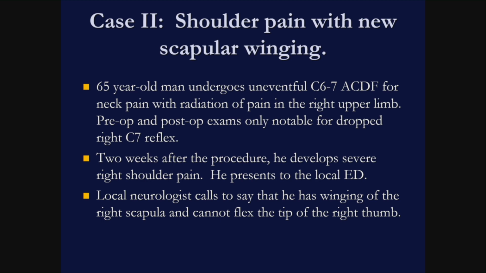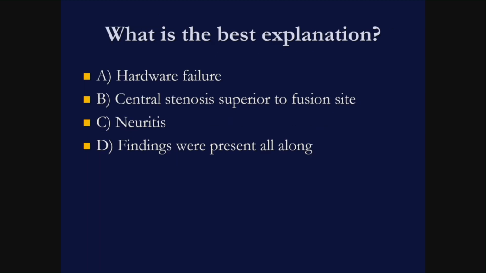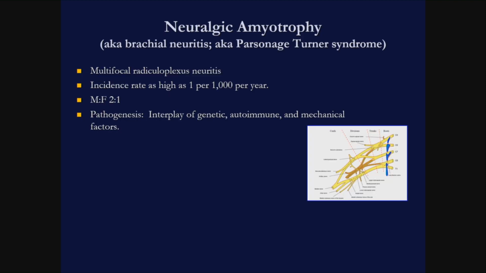And then 2 weeks after the procedure, he developed severe right shoulder pain. He presents to the local emergency room, and you hear that there's winging of the right scapula. He can't flex the tip of the right thumb. What is the best explanation? You could think about it, answer in your minds. And it's neuritis. So this is brachial neuritis, something that we see all the time, also known as neuralgic amyotrophy.